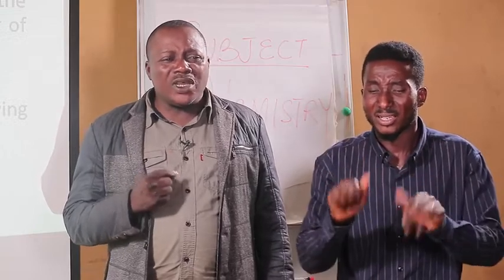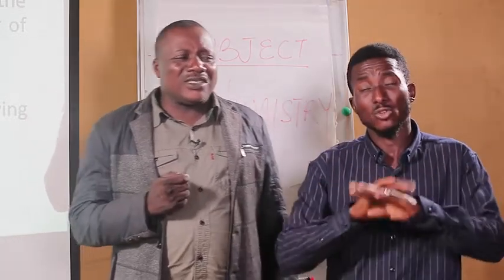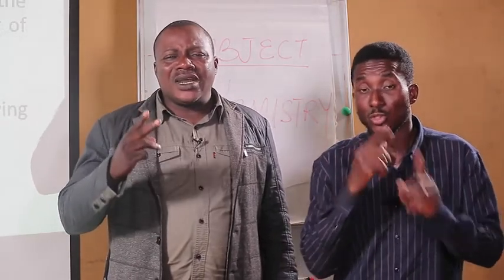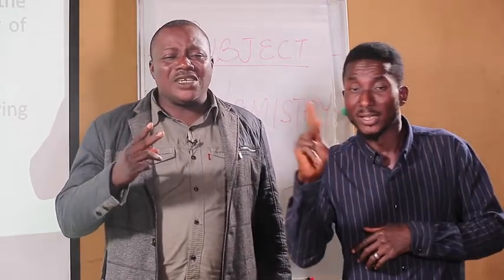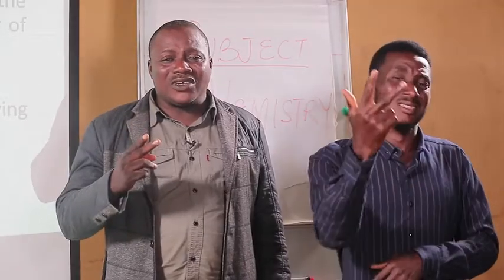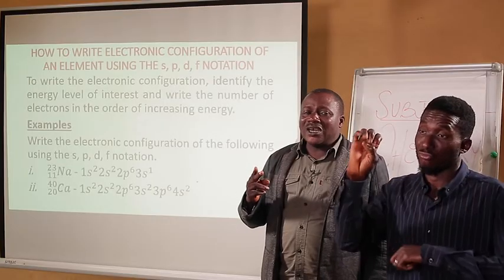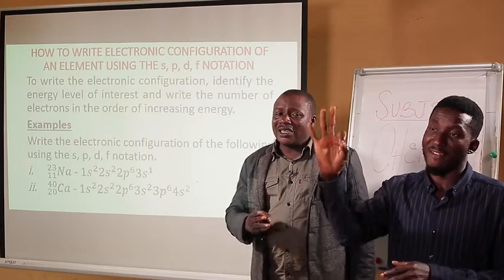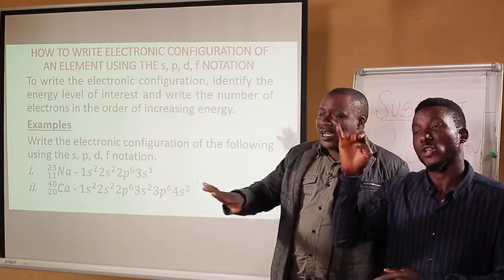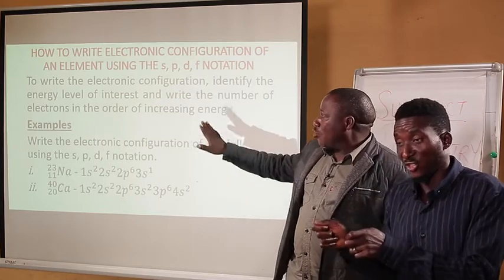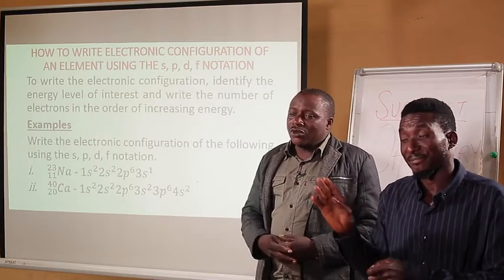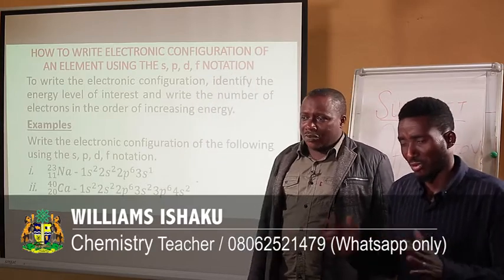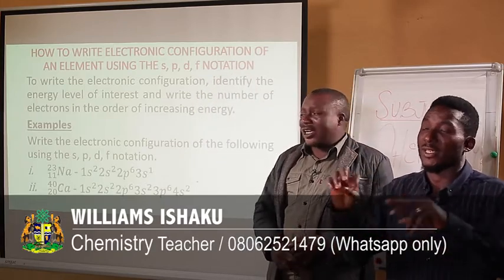My student, don't forget that from the beginning of this lesson, I made mention that the s orbital can only carry a maximum of what? 2 electrons, while the p can carry a maximum of 6 electrons. The d can carry a maximum of 10 electrons, whereas the f can carry a maximum of 14. Now, after arranging these orbitals according to their energy level, you begin to slot in their electrons based on the maximum number of electrons that they can carry.